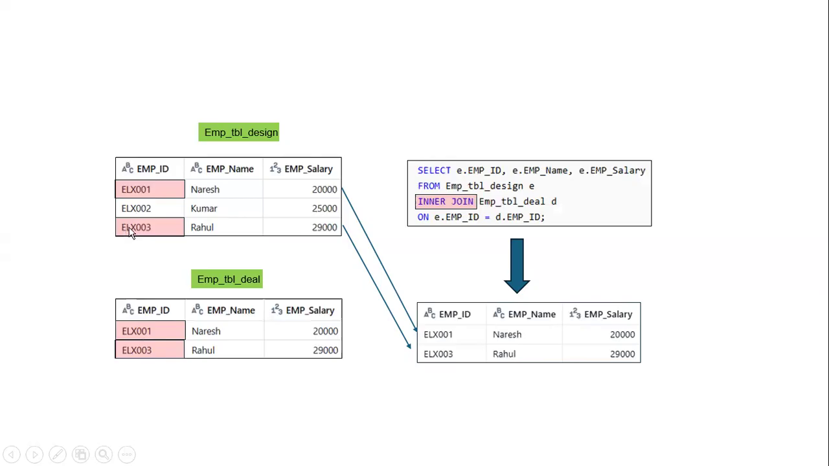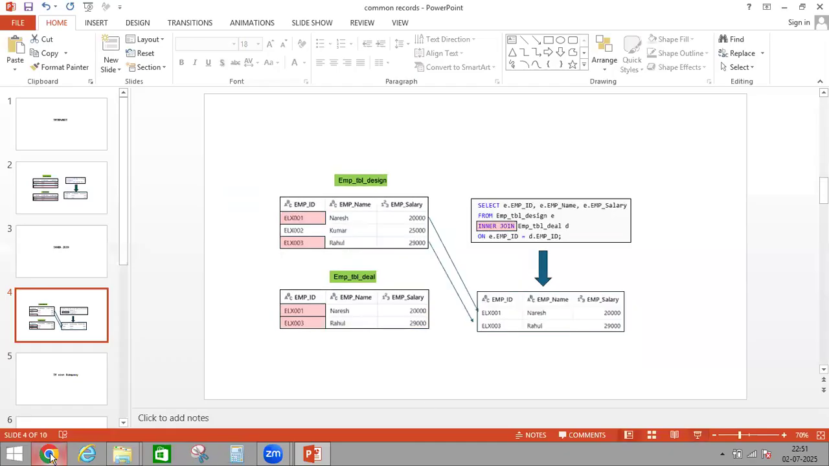Next, the third one, ELX003. If you check here, we have a record. That means the matching record is there, so it will print ELX003, Rahul, 29,000. This way, we get common records by using inner join. Next, we'll go for the other method.